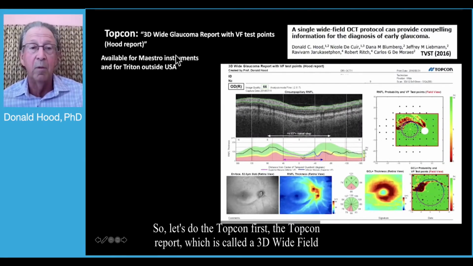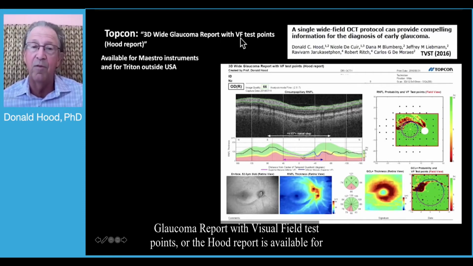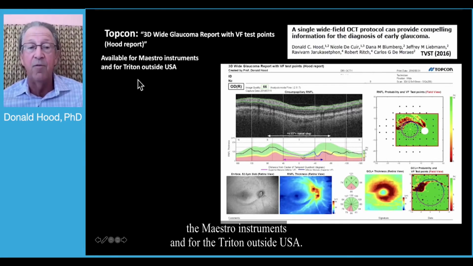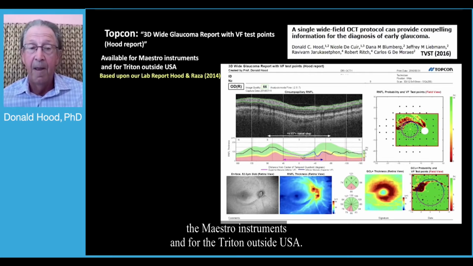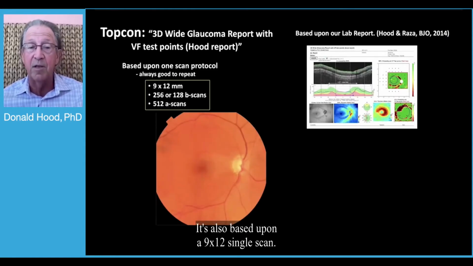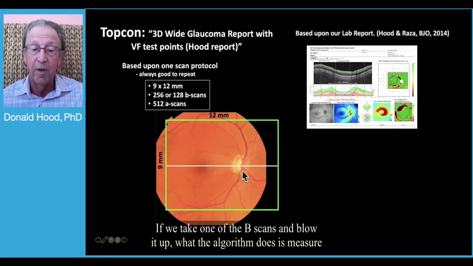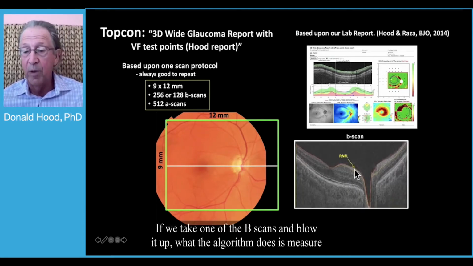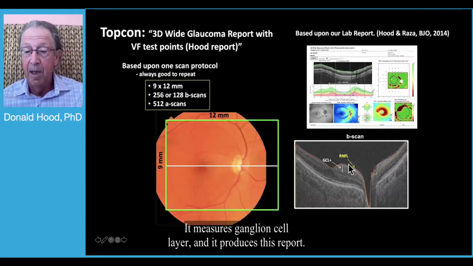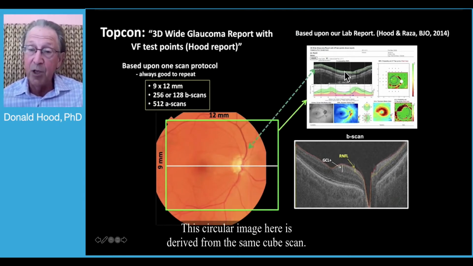The Topcon report, which is called a 3D wide field glaucoma report with visual field test points, or the hood report, is available for the Maestro instruments and for the Triton outside USA. And it's based upon our lab report. It's also based upon a 9x12 single scan. So this 9x12 scan includes both the macular region and the disc. If we take one of the B scans and blow it up, what the algorithm does is measure retinal nerve fiber layer, it measures ganglion cell layer, and it produces this report. This circular image here is derived from the same cube scan.